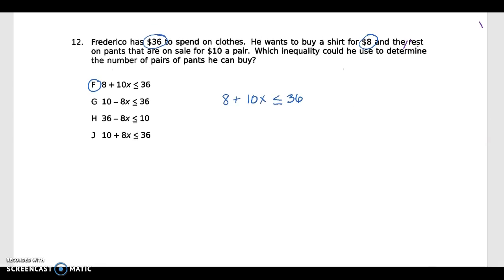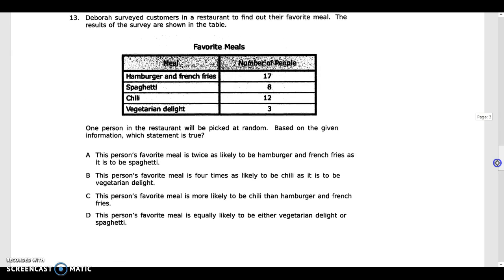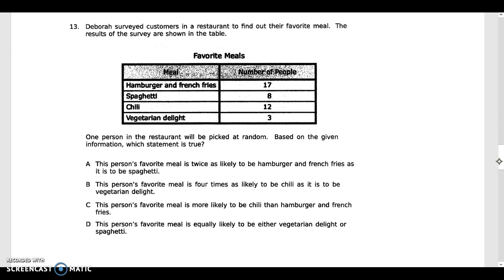Next problem. Let's see, number 13. It says Deborah surveyed customers at a restaurant to find out their favorite meal. The results of the survey are shown in the table below. So one person in the restaurant will be picked at random. Based on the information, which statement is true?